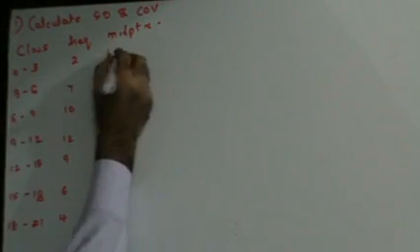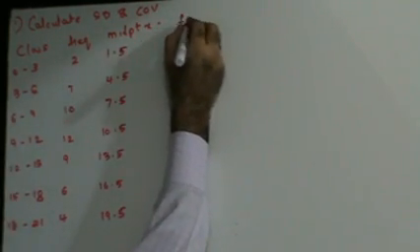Now midpoint x is upper limit plus lower limit divided by 2. So this is 1.5, 4.5, 7.5, 10.5, 13.5, 16.5, 19.5. Once you have midpoint x, then you find out fx. How do you find out fx? You multiply these two terms.